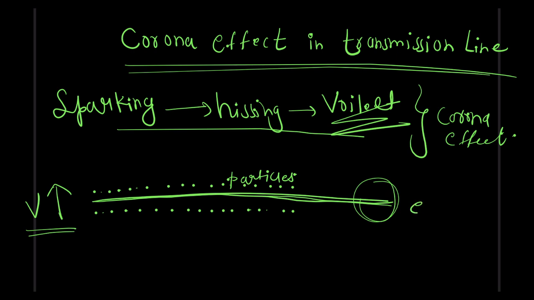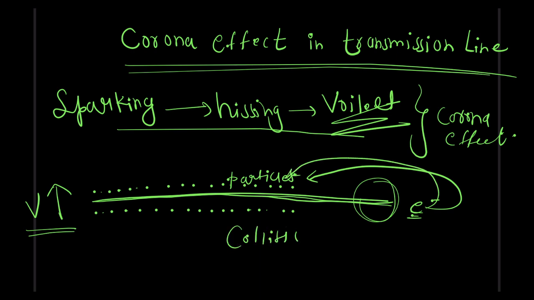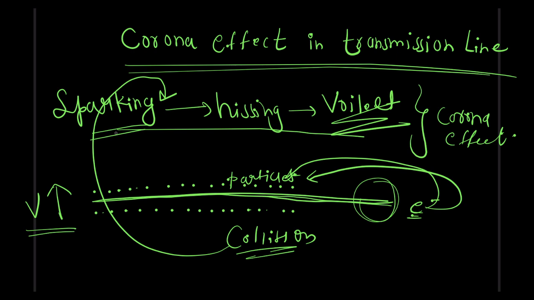Already, some electrons are present in the conductor. These electrons will come towards the ionized air, towards these charged particles. So there will be a collision of electrons and charged particles. Due to this collision, some sparking will occur, with some hissing noise and violet glow. So that's why, due to this ionizing of air, there will be corona. That is the reason why corona occurs in the transmission line.